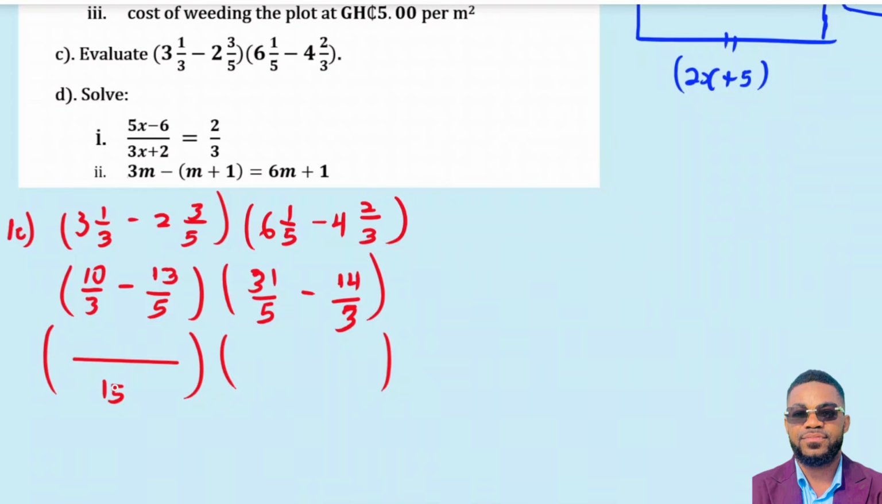So now 3 goes into 15 5 times 10. That's going to be 50. Minus 5 goes into 15 3 times 13. We have 39.